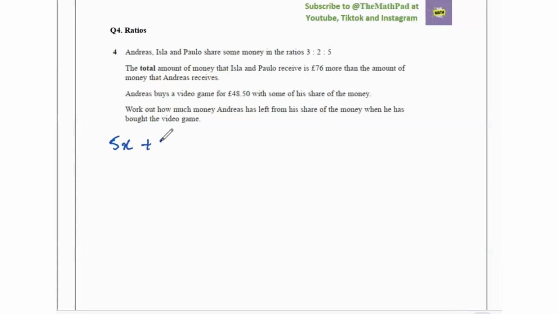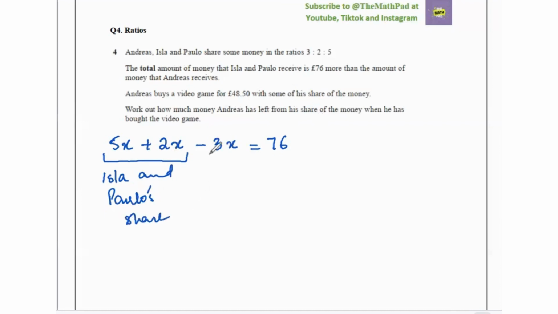5x plus 2x minus 3x equals 76. Because this is Ayla and Paolo's share, and this is Andreas's share.